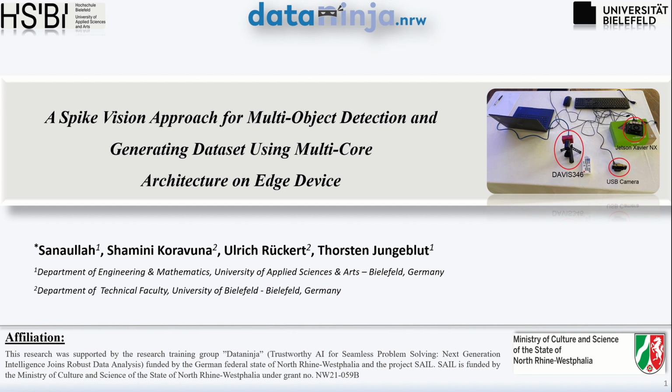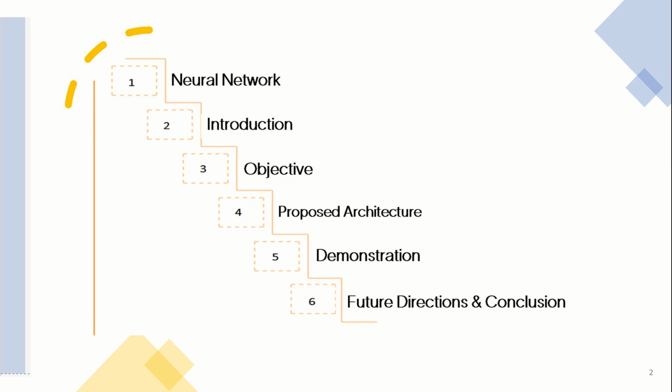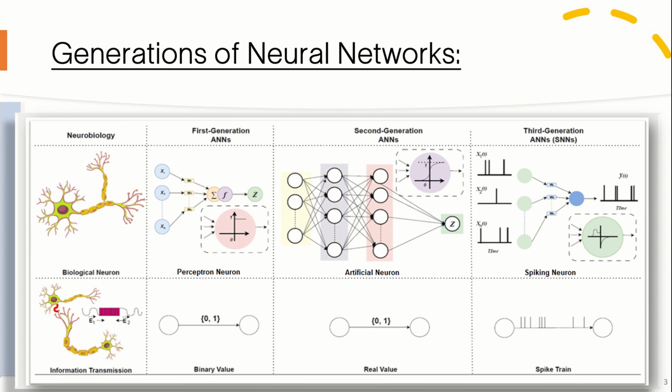Today I'm going to present a spike vision approach for multi-object detection and generating spike-based datasets using multi-core architecture on edge devices. Let's begin. We will go through the following chapters. We will first introduce the neural network and the different neural network generations, and then go to the introduction and the objective behind this study. Then we will discuss the proposed architecture and demonstration in detail, and finally we will discuss the future direction of this study.